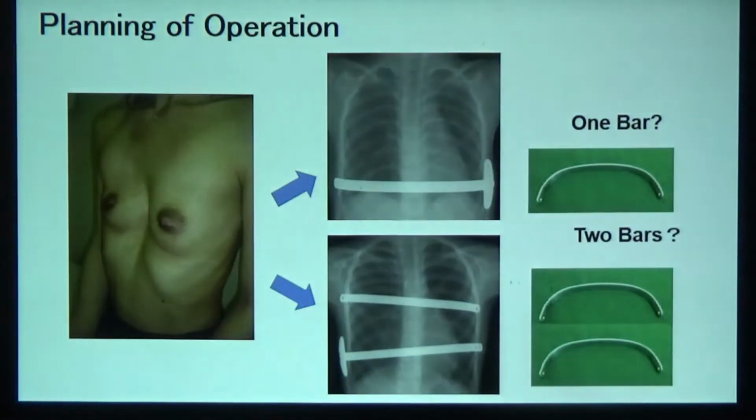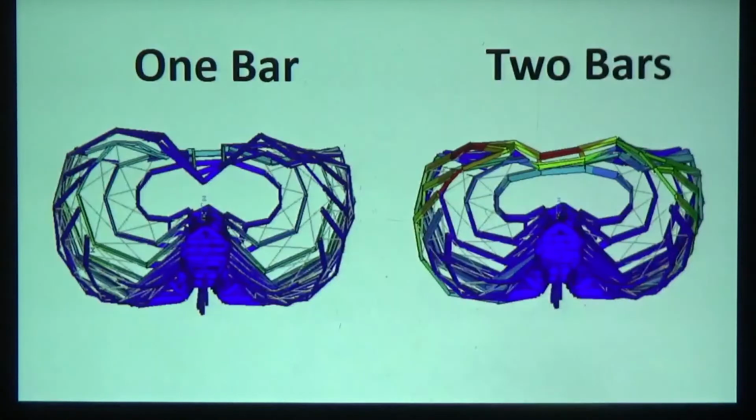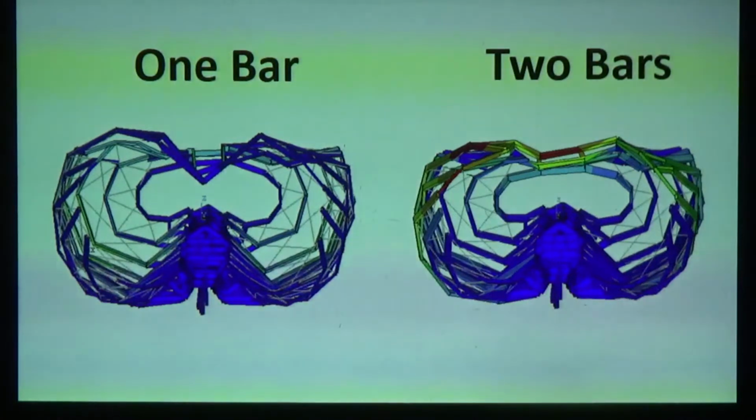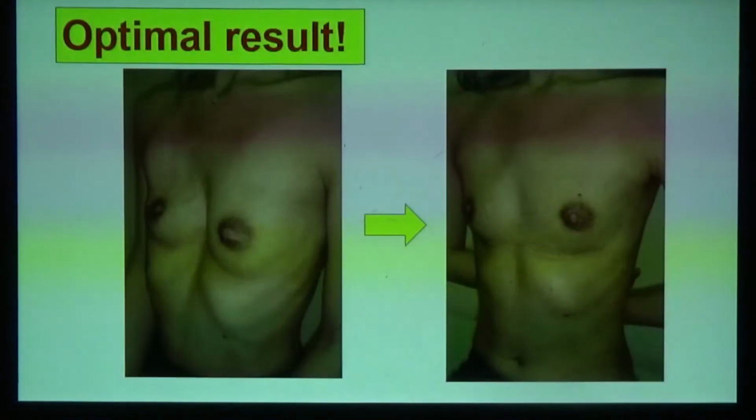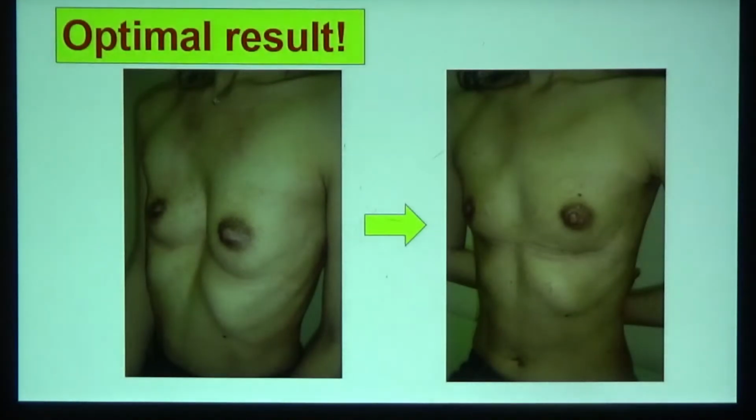This precision technique is quite useful in planning treatment strategy. For instance, prior to operation, we can decide how many bars we should use. We predict the shape of the thorax for situations where 1 bar or 2 bars are used, respectively, and compare the expected results. In this case, the shape for 2 bars is better than that for 1 bar, so we should use 2 bars. Doing this preoperative planning allows us to achieve optimal results.